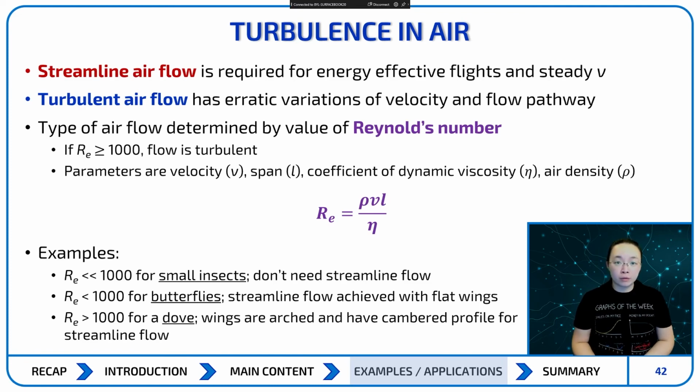Now, if you take a look at butterflies, they have very flat wings. And because they have flat wings, it means that they already have streamlined flow. They don't have bumpy wings or anything. So their Reynolds number is going to be less than 1,000. And that makes sense. Now we take a look at a bird, like a dove. The wings are going to be arched, just like that curved bump that I drew. And it also has a cambered profile. The Reynolds number is over 1,000 for a dove, so it does experience turbulent airflow, but the cambered profile of its wings helps to compensate for that to achieve streamlined flow.